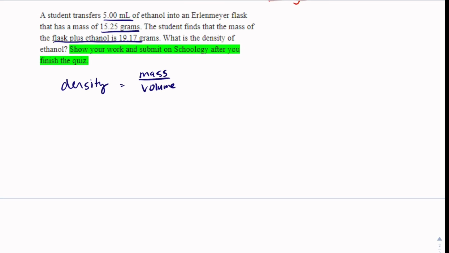And when we take mass over volume, we've just got to make sure we get the correct mass. The volume is clearly 5.00 milliliters, but what I had a lot of people do is plug in 19.17 grams. The problem with 19.17 as the mass is that it includes the flask. So just off to the side, we'll take 19.17 grams. This is flask and ethanol. And we'll just subtract the 15.25 grams, which is just the flask.